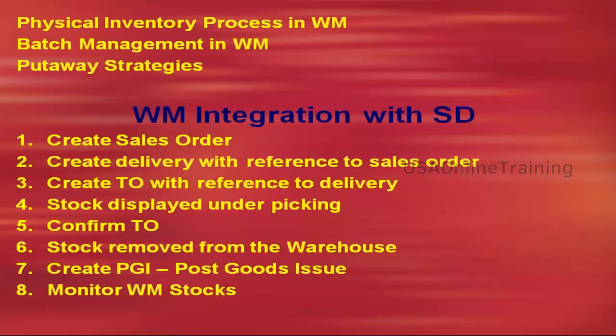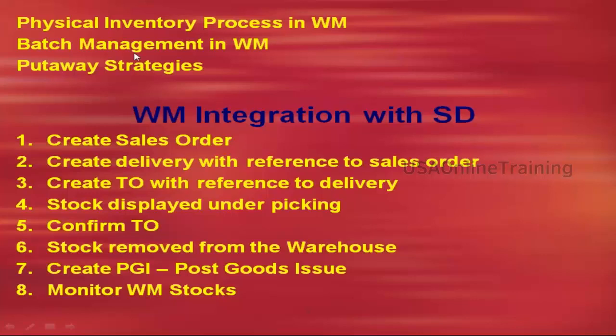Then physical inventory process in WM. What is the meaning of physical inventory process? It is a process to map or to compare the system stock with the physical stock. The same thing what we have done in MM. There the physical inventory is performed at plant and store location level, while in WM it is performed at storage bin level and storage tab level in the warehouse.